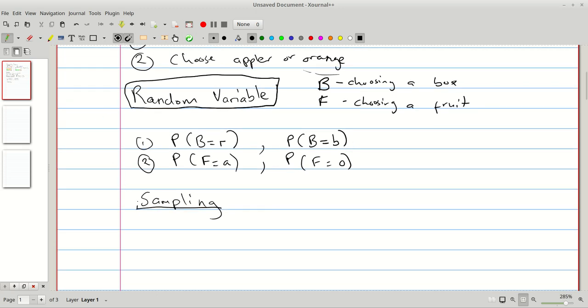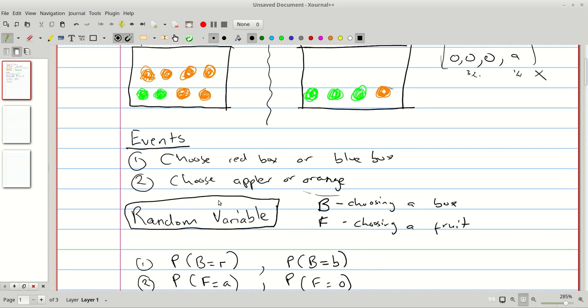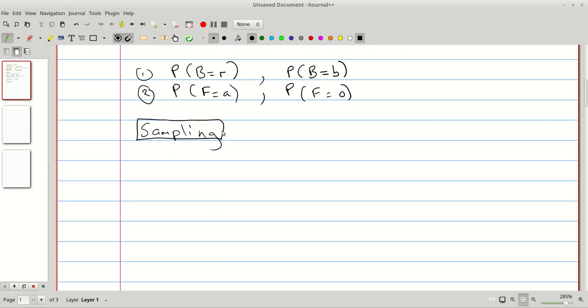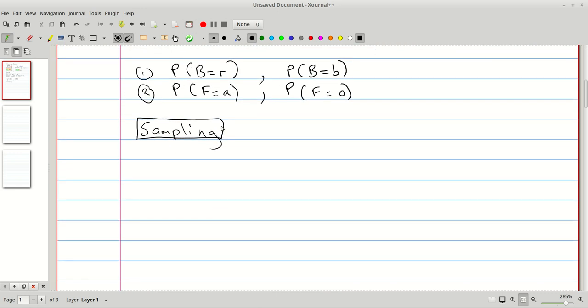We're done talking about some of these things. We introduced an example here. So let's give these things some values, right? Let's just say the probability of choosing the red box is 0.4, and the probability of choosing the blue box is 0.6. So we are just given these probabilities.